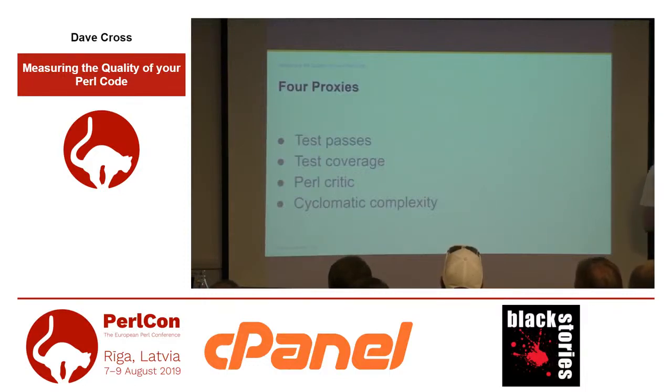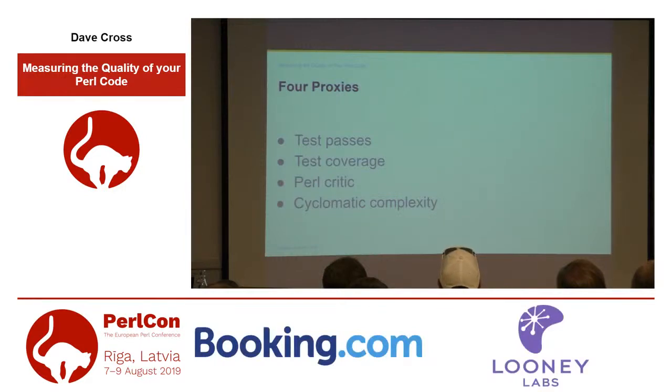So I'm going to propose 4 proxies that we can measure for our Perl code. Here they are: test passes, test coverage, Perl Critic, and cyclomatic complexity. Although if you saw Ovid's testing talk on Wednesday, he rather drove a hole in the cyclomatic complexity argument, so thanks to him for that.